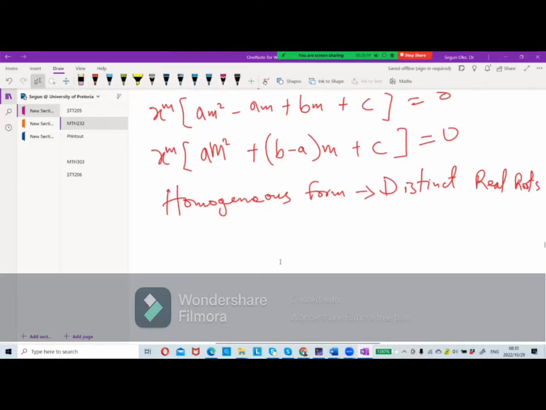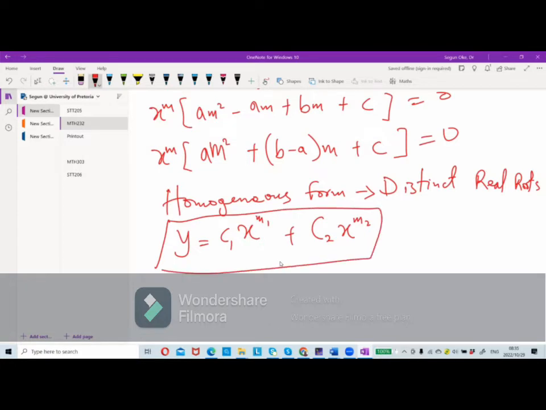When we are looking for m, our y equals c1 s raised to power m1 plus c2 s raised to power m2. How do you get your distinct real roots? This is your answer anyway. This is where we are going. But let me quickly explain something for you.